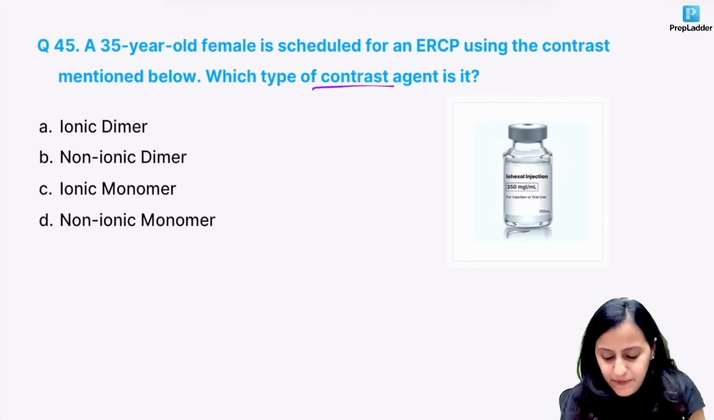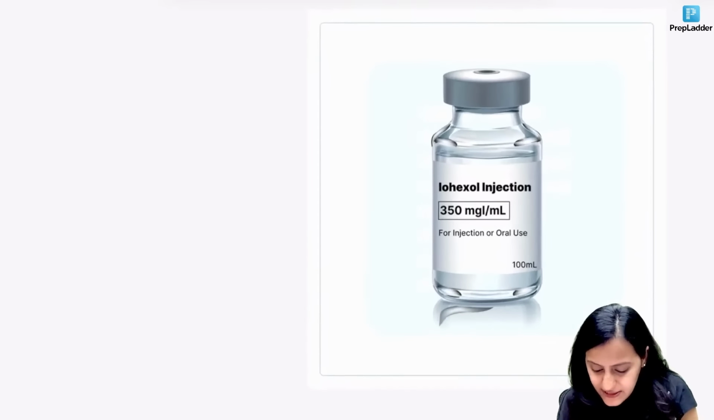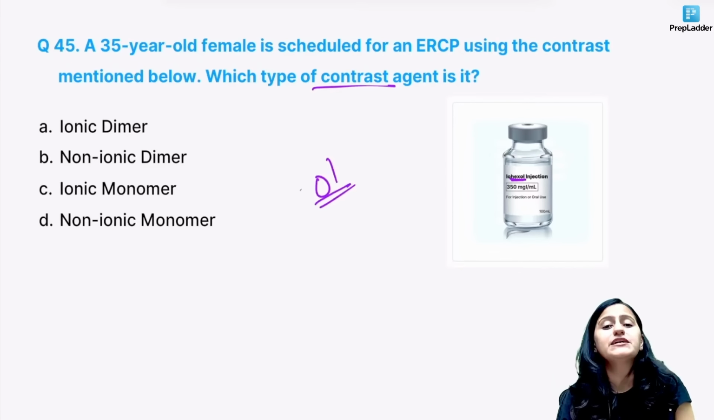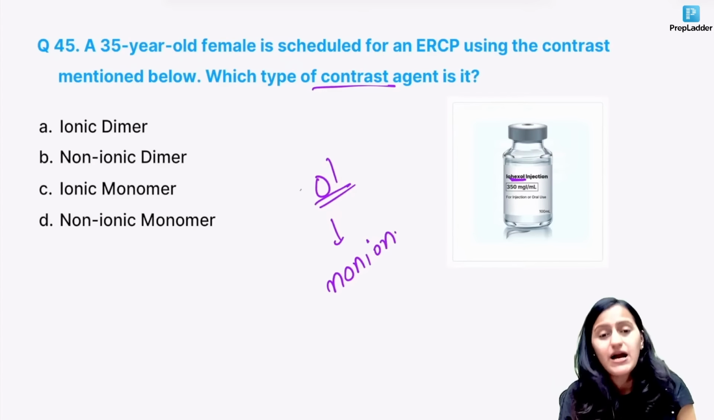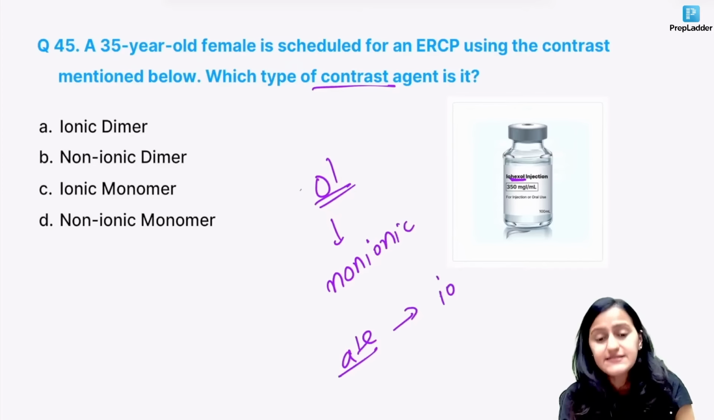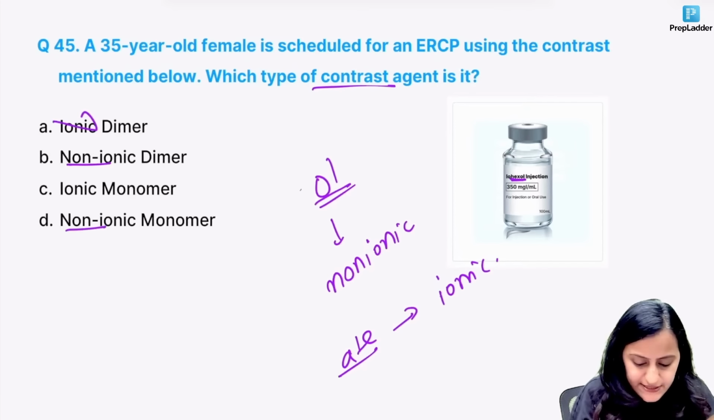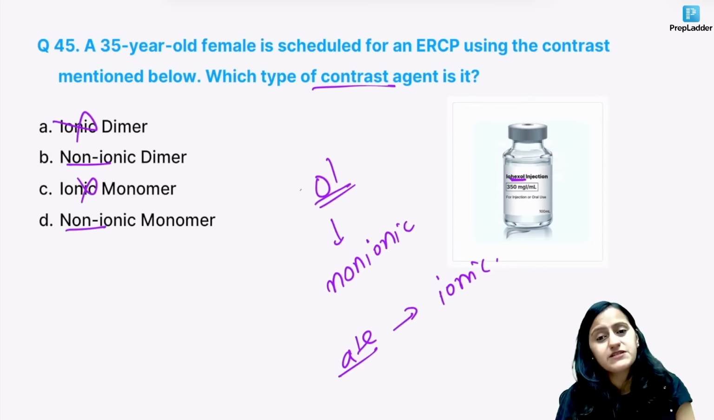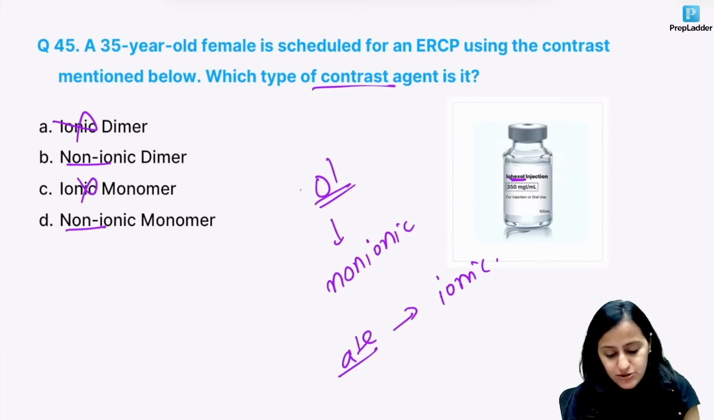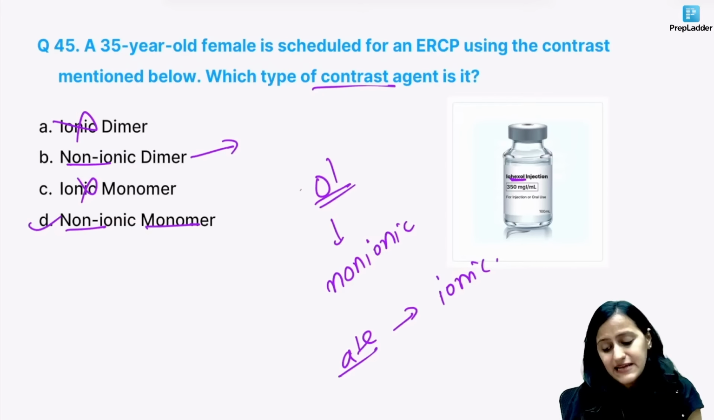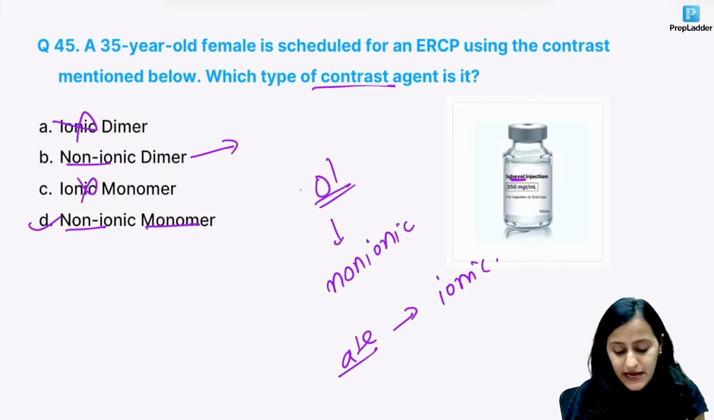Next one, what type of contrast agent is it? What contrast agent is it? Iohexol. When you have the name of the iodinated contrast medium ending in ol, it is non-ionic. If it ends in ate, then it is ionic. Okay, so this is non-ionic, it is not ionic. Okay, so two options are out. Now, iohexol is non-ionic monomer because you have only one non-ionic dimer. Which is that one non-ionic dimer?